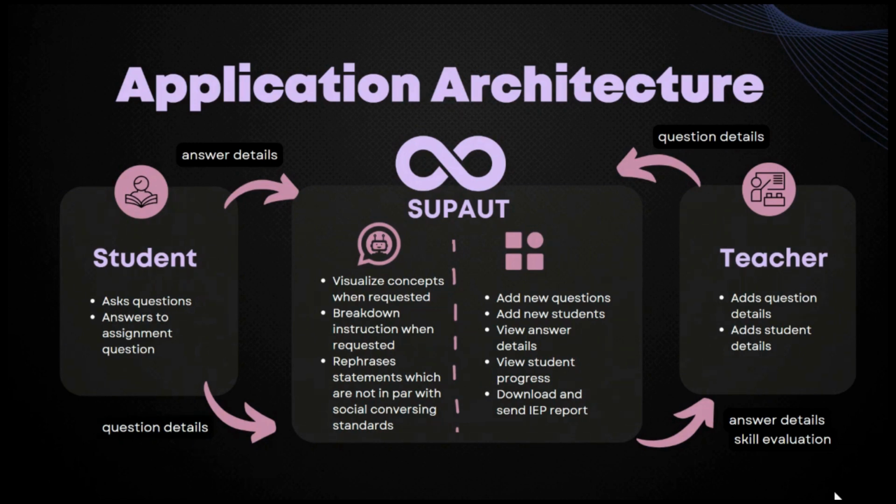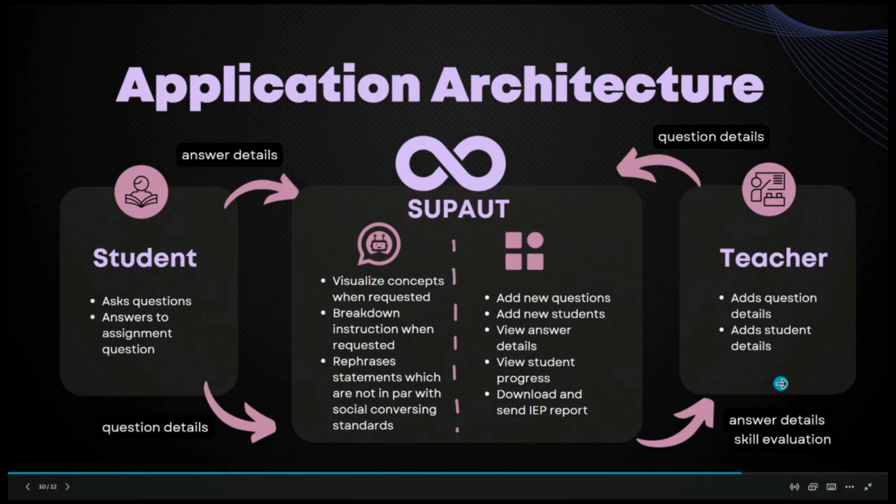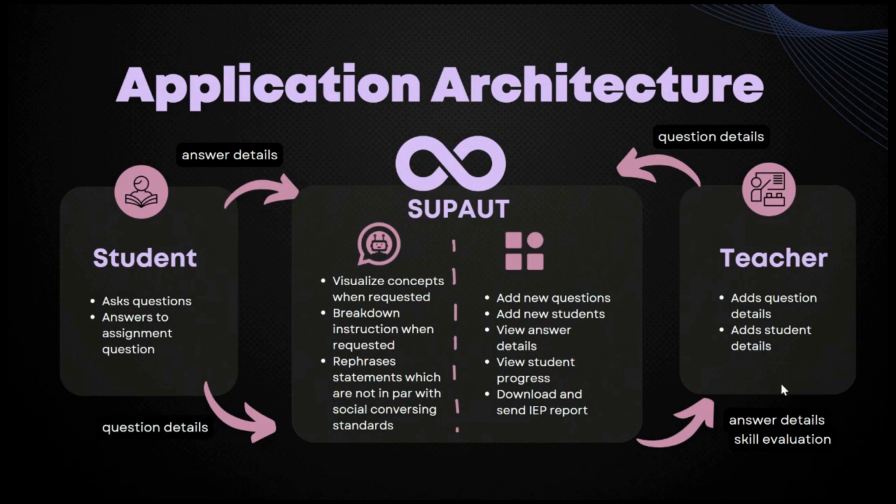If we come to the application architecture, we have the student and the teacher. The teacher enters the question details and interacts with the dashboard side of SupAut, while the student interacts with the chatbot side of SupAut. The teacher can add the students and question details, and through the dashboard view the details and the students' responses and progress, and download the IEP report which covers the skill evaluation. On the student side, the student can ask questions and answer the assigned questions. Those answers are stored in the database, where the chatbot makes the entire flow feel like a human interaction.